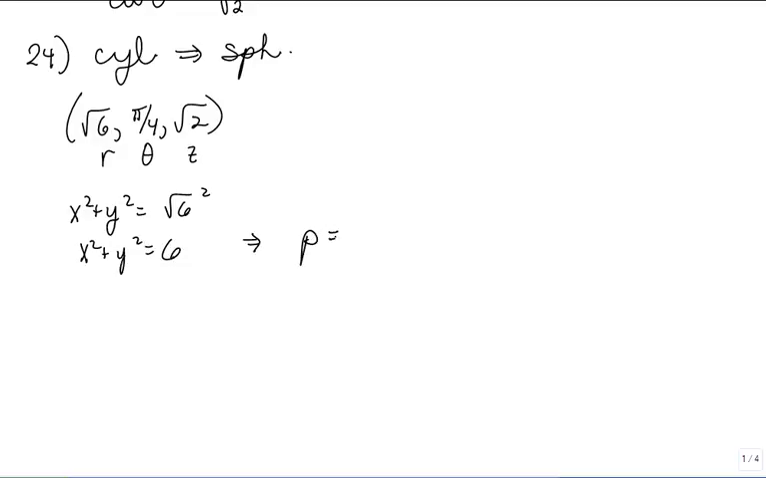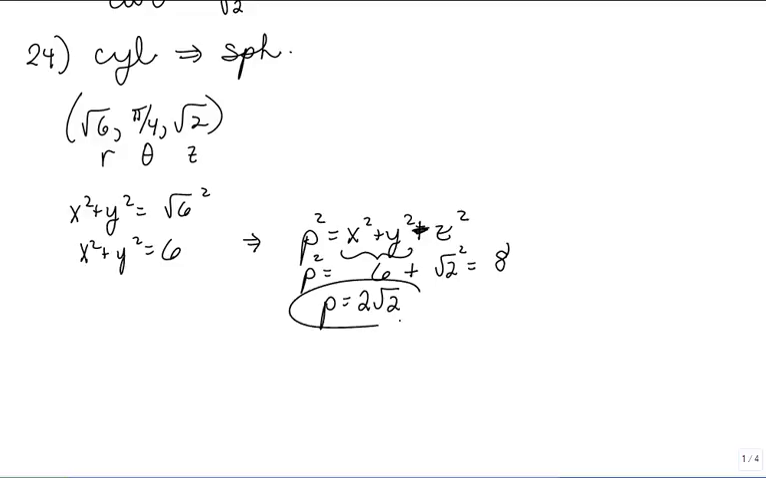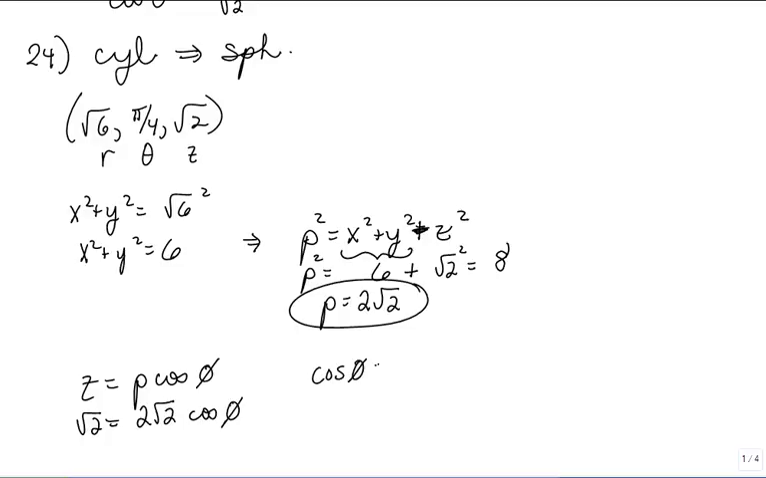So I know rho squared is x squared plus y squared plus z squared. So I know that this is 6 plus the square root of 2 squared. So that's 8. That's rho squared. So rho is 2 square root of 2. Then I know z is rho cosine phi. So I have what z is, square root of 2, is 2 square root of 2 cosine phi. So cosine phi is 1/2. So phi is pi over 3.